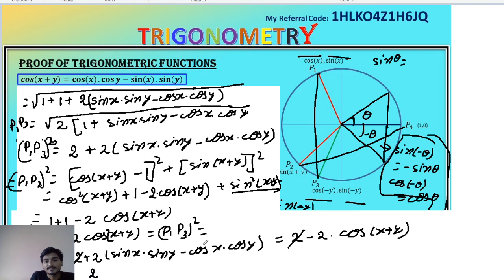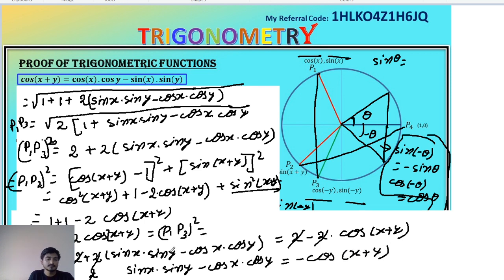2 into this and 2 into this. So I can even cancel this and I can directly write what? Sine of x into sine of y minus cos of x into cos of y. Okay, and that is equal to minus of cos of x plus y. Is it fine?